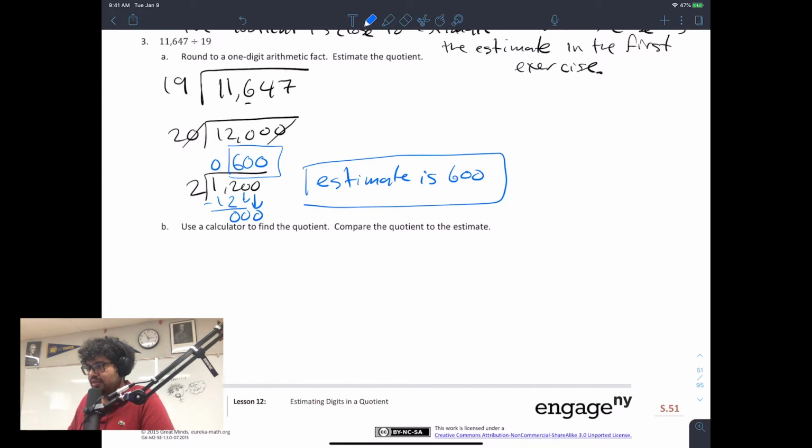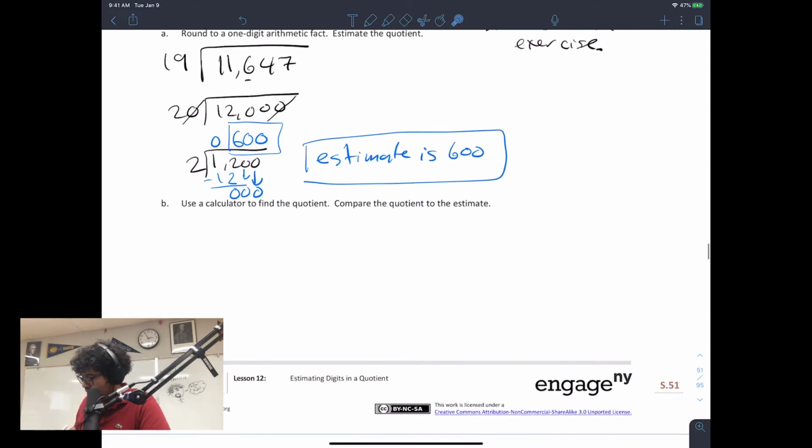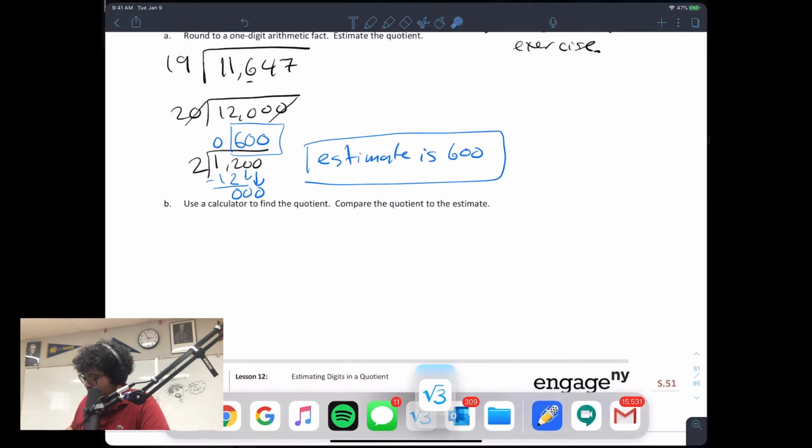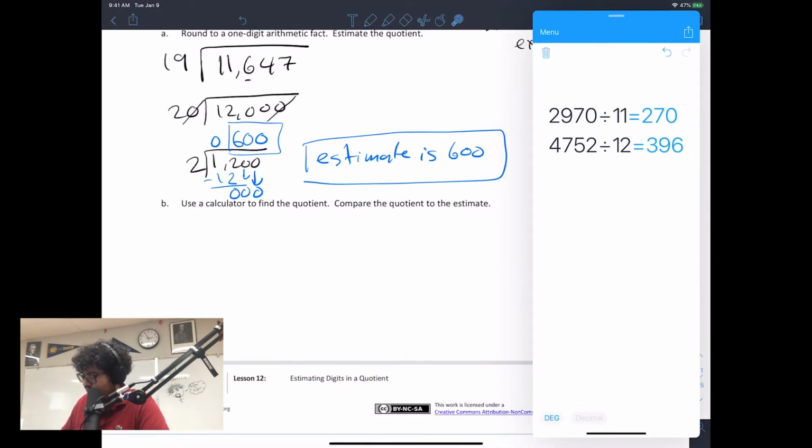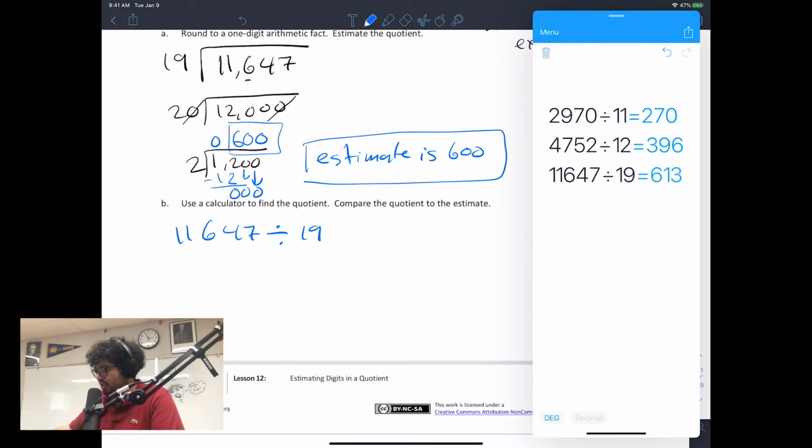Okay, that's my estimate. Now it says right there, use an actual calculator to find the quotient and compare it to the estimate. So let's bring up a calculator. I have 11,647 divided by 19. And what do we get? Our answer is 613. Notice that in this case, the estimate and the actual quotient are much, much closer.